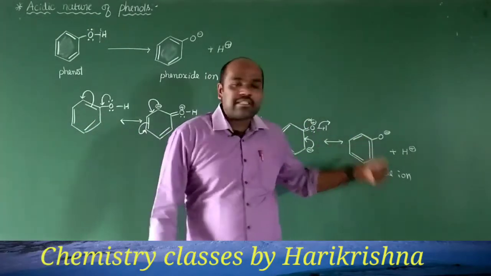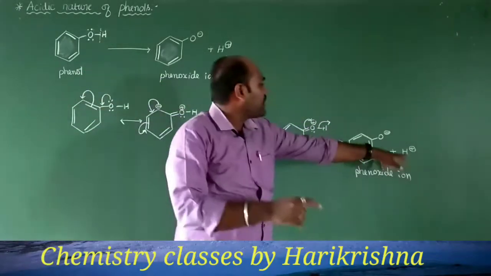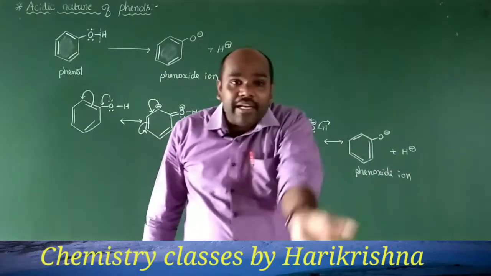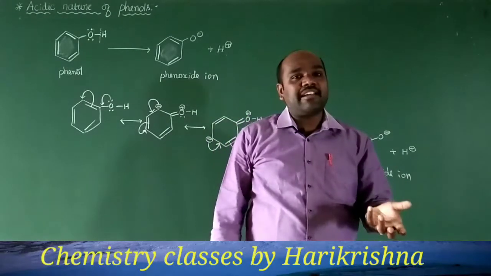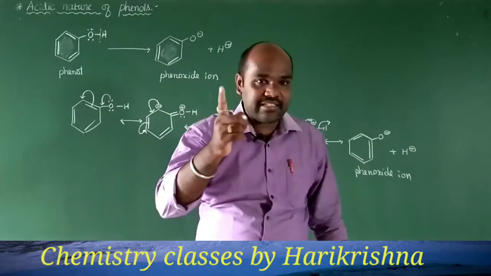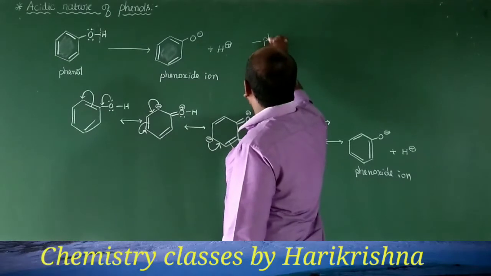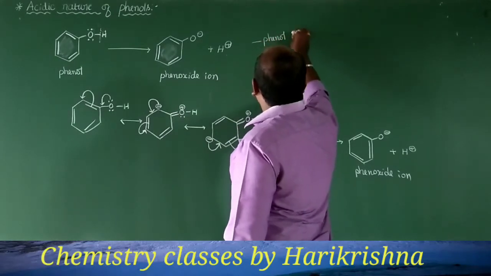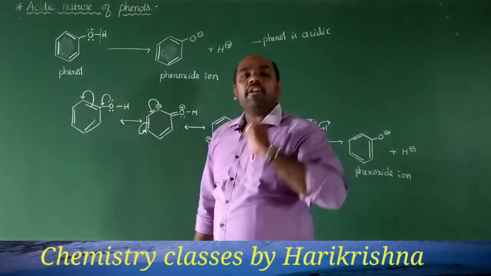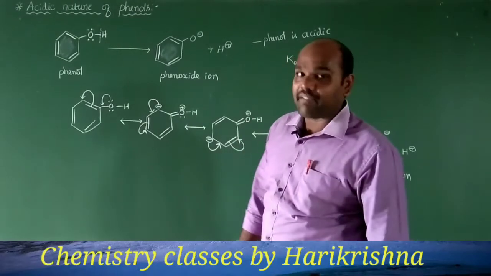So, to become phenoxide, phenol will easily eliminate the H to produce H plus ion. Any material, if it is donating or creating a H plus ion in solution, we used to call the material an acid. So, we can say phenol is acidic in nature. Phenol is acidic. Okay, and phenols have a degree of dissociation or dissociation constant, that is Ka.